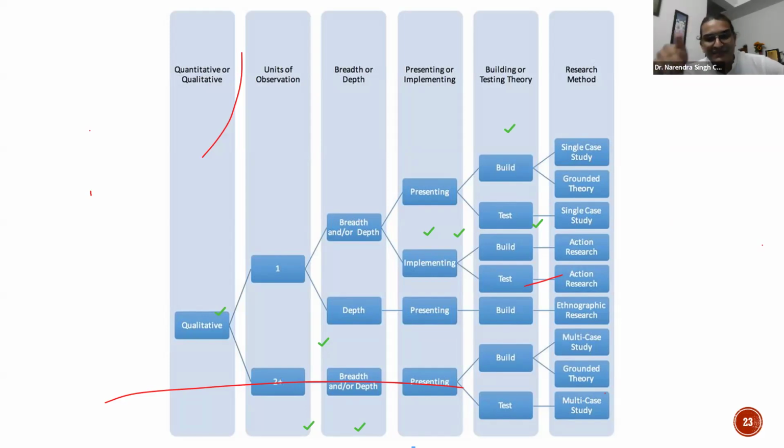If I want to go in depth, I want to study a particular ethnic group, I can go for ethnographic research. If I want to study 2+ more units, I can go for building and testing. I can use multi case studies. I can use grounded theory and I can use the multi case study method. So this is how I can decide which methodology works well for me. But as I told you, your research objective is the first thing that will help you decide about the methodology.